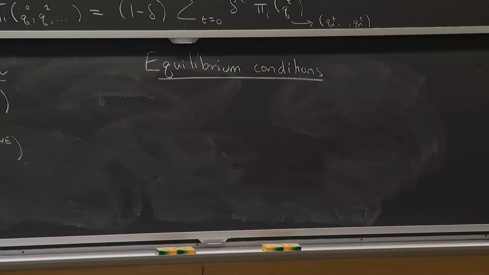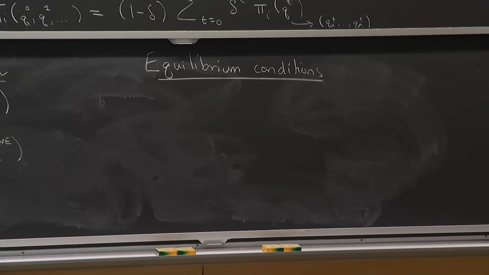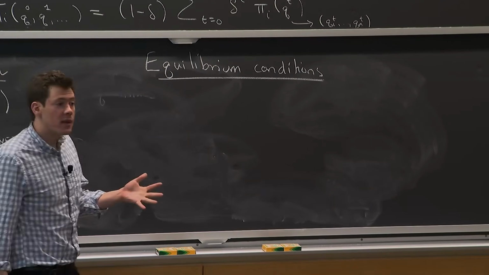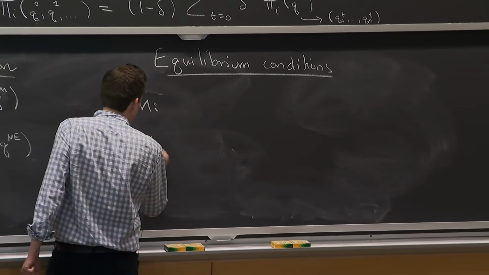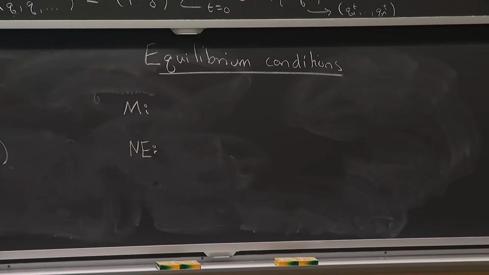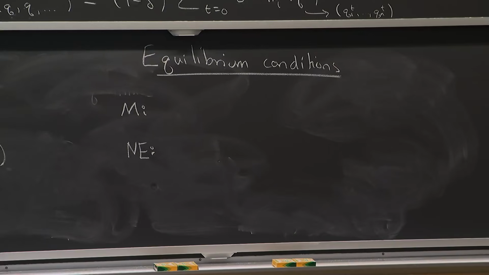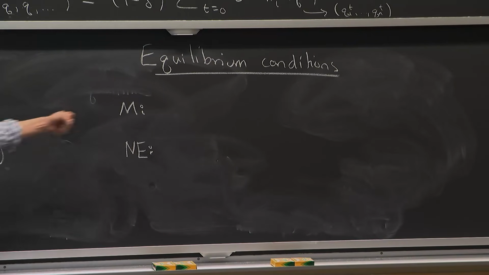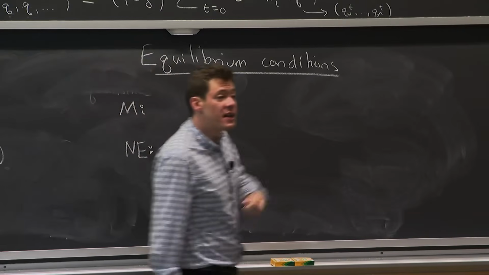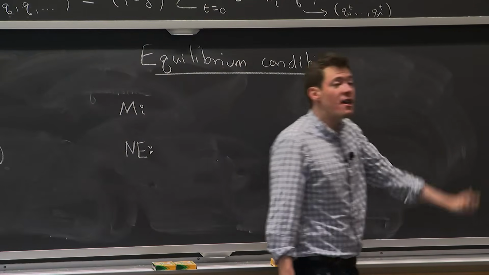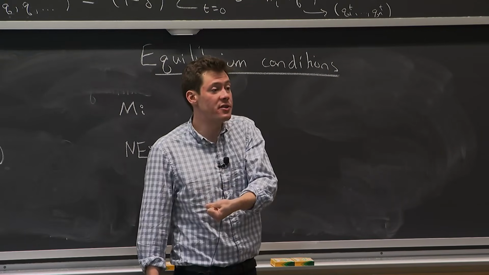And when we use an automaton representation, we have one equilibrium condition for every state. So we're going to have state M, and we have state NE. And what our equilibrium condition says is, if we're in state M, then each firm is better off continuing with their equilibrium strategy than choosing the best possible one-shot deviation.